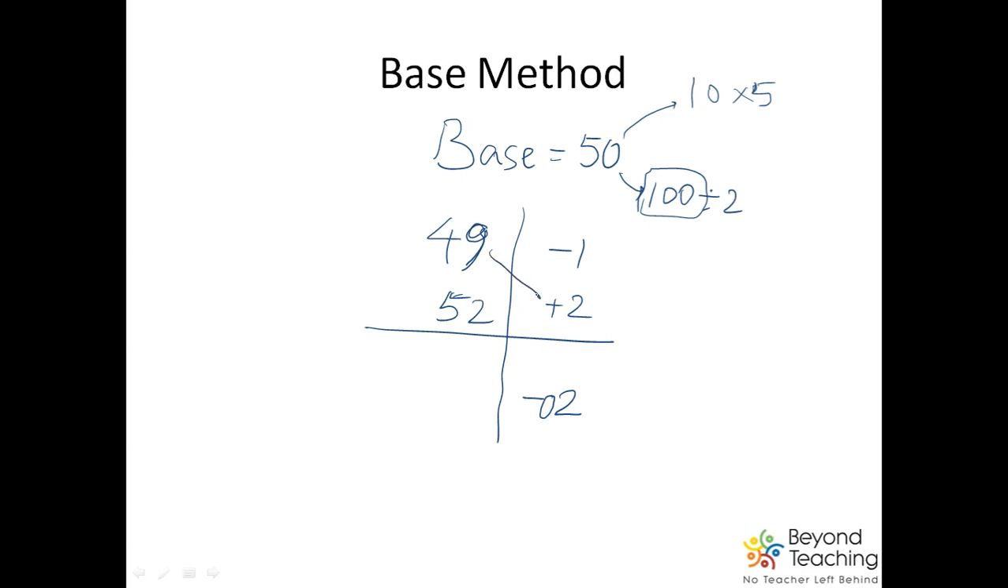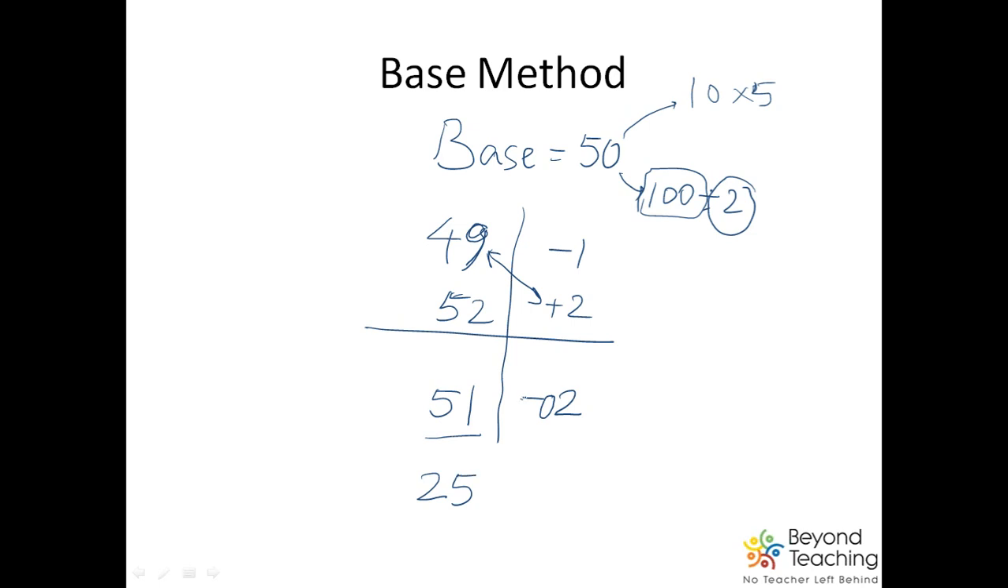So you get 49 plus 2, that is 51, or 52 minus 1, that is 51 here. Now comes the tricky part. What do you do with this 51 and minus 02? Instinctively, it seems that we need to divide this by 2, right? 51 divided by 2. So 51 divided by 2 will give you 25, and there'll be one balance.